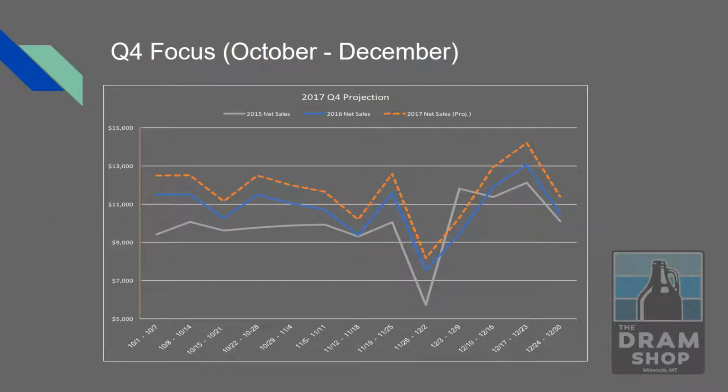So here's our quarter 4 prediction chart. As you can see, the line in gray are the net sales for Q4 in 2015. The line in blue is Q4 sales in 2016, and the dotted orange line are the projected sales for Q4 of this year, 2017. What we used as a means for prediction was we took the percent change of each quarter for 2015 to 2016, and if available, 2016 to 2017, just to get an idea of what their sales were in the past years.